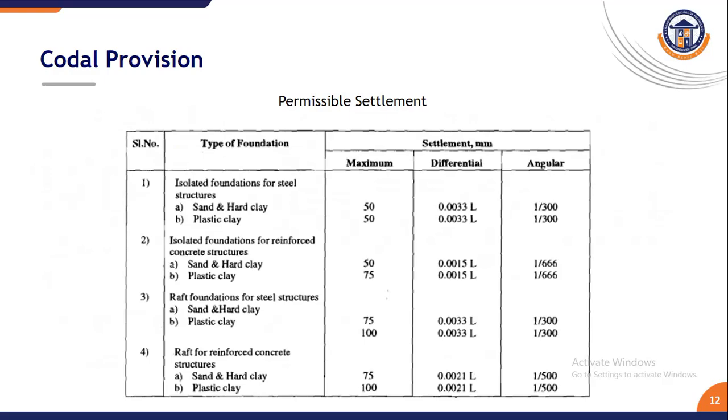Similarly, raft foundation for reinforced concrete structure has 75 mm for sandy hard clay and plastic clay. Similarly, the angular value is 1 divided by 500 for both sandy and plastic clay.